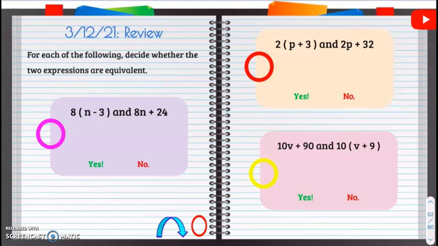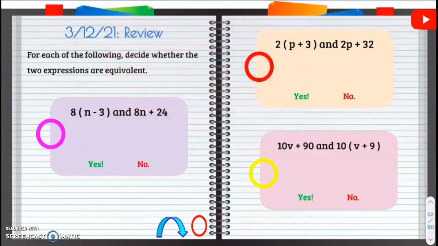All right, let's do our review. So we've been talking about using our distributive property when we've been seeing if things were equivalent or solving for things. So for each of these, we're going to decide whether these two expressions are equivalent, meaning are they equal or not. So remember, we are going to use these down here. We're going to use our distributive property.